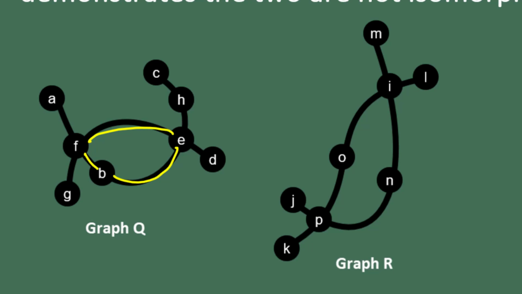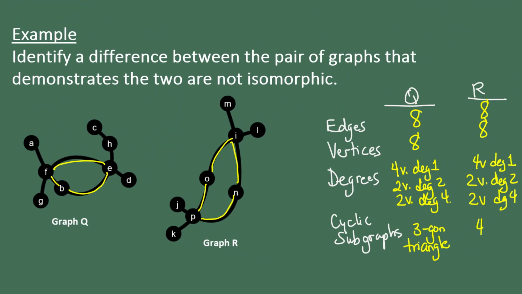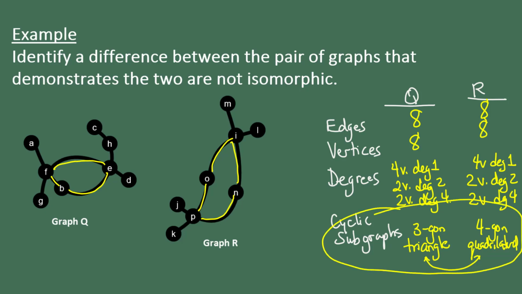For graph R, I also only see one place in which the graph loops back around. I'm going to highlight it here. So in this case, it goes from I to N to P to O and back to I again. So this actually has 4 vertices. This is a four-gon or quadrilateral. Okay, so since these two have different sizes of cyclic subgraphs, they cannot represent the same relationship. So we would be able to conclude that since they have different cyclic subgraphs, they are not isomorphic.